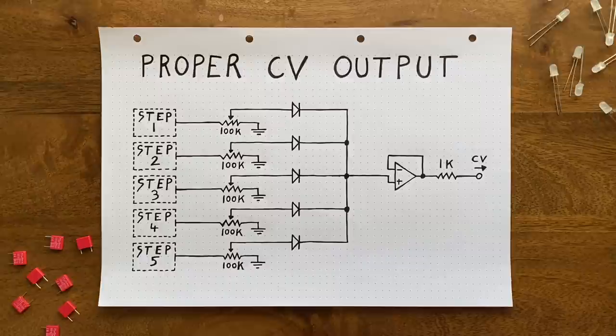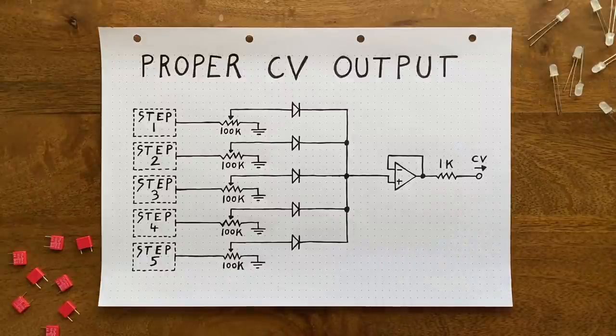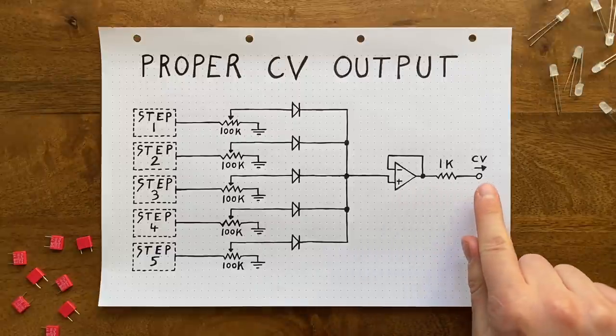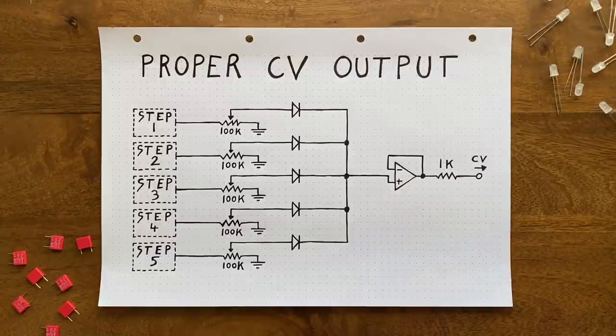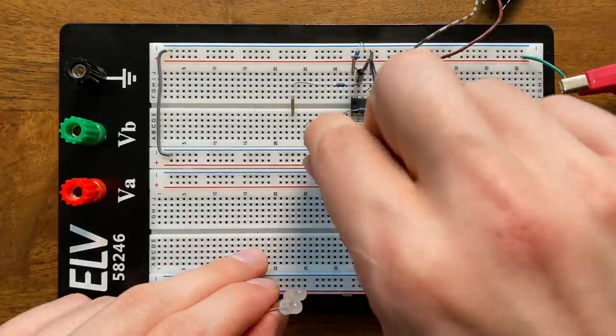As a final touch, we'll put a 1K resistor after the buffer's output. This is just to limit the maximum amount of current flowing out of or into the op-amp in case of a short circuit. Great, so let's finally test this in practice.